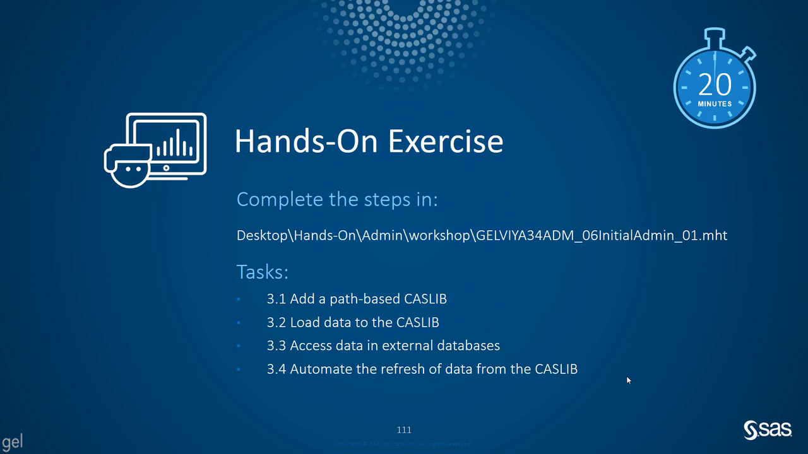Okay, so we added a path-based CAS lib. We added 2 of them. We loaded data to them. We added a Postgres CAS lib, right? And we used the domain that we defined in an earlier section, in the identity management section. And we automated the refresh of the data to the CAS lib. So now we have data in memory, ready for the next section. Questions?